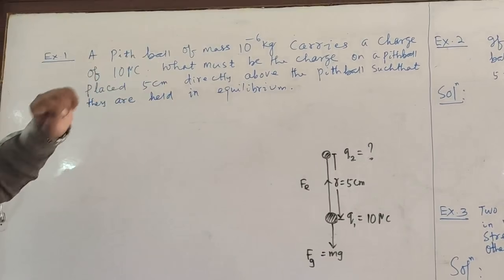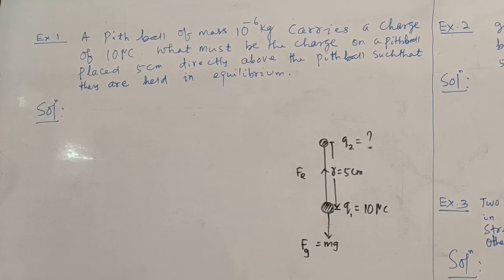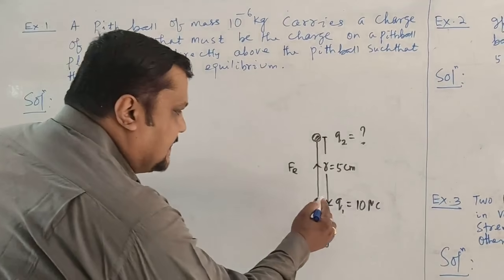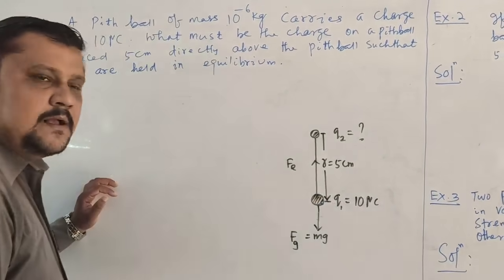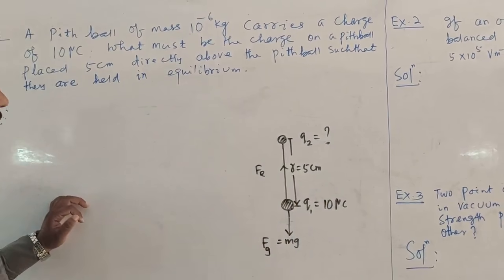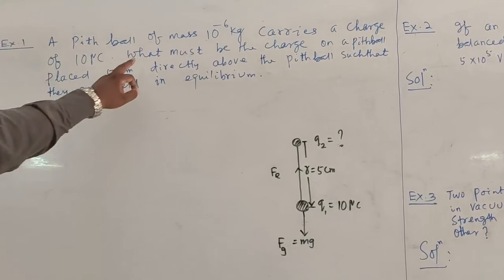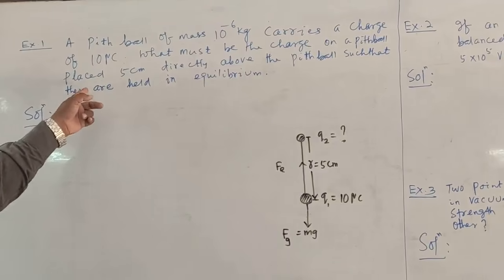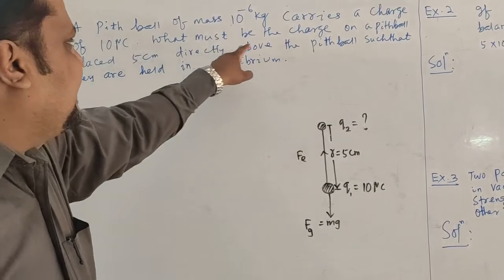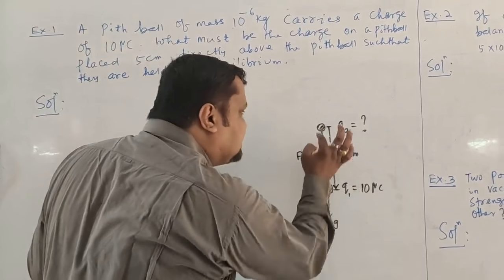A pith ball of mass 10 to the power minus 6 kg carries a charge of 10 microcoulomb. I have drawn this figure also. So see here, this is a pith ball of charge 10 microcoulomb, and the mass of the pith ball is 10 to the minus 6 kg. What must be the charge on a second pith ball placed 5 cm directly above this pith ball? How much is the distance? 5 cm from this pith ball.